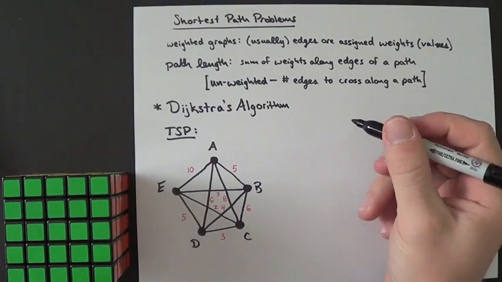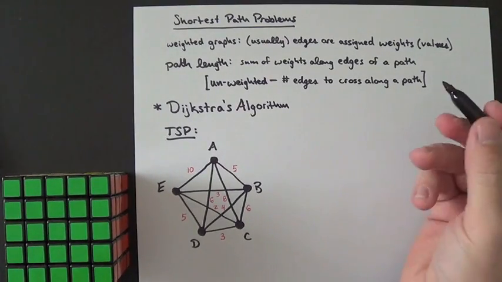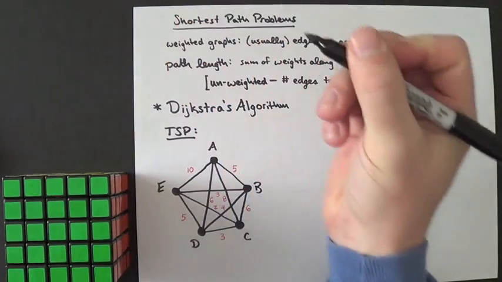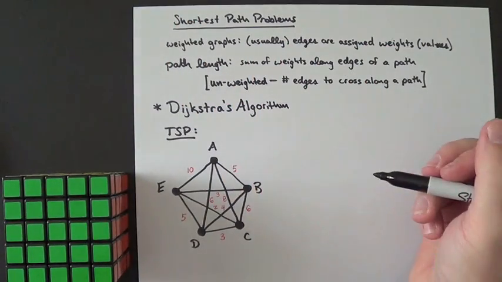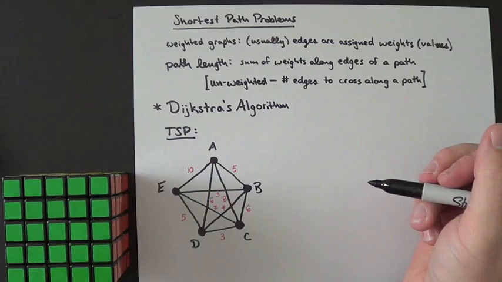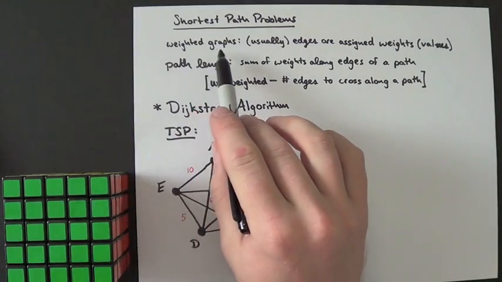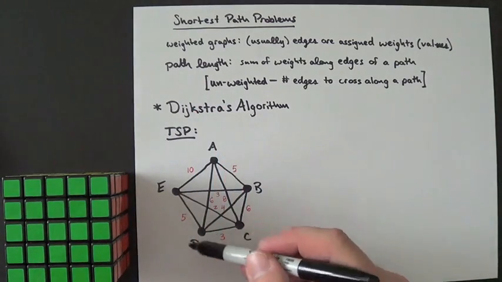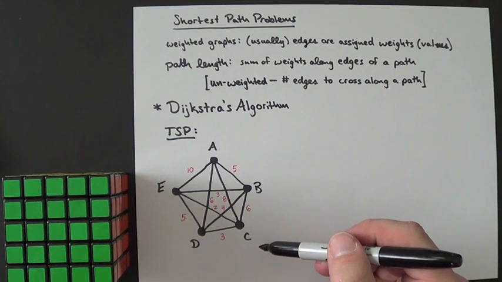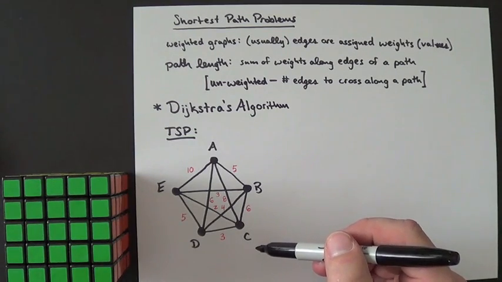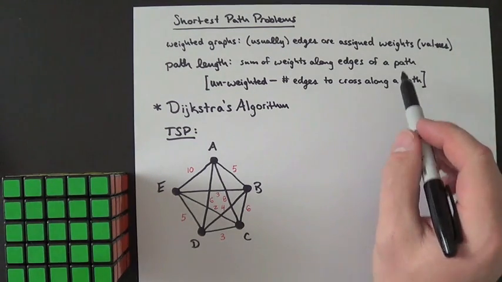Section 6 in your text, shortest path problems. Just a few things to go over here, mostly about traveling salesman type problems is what we're going to focus on here. But first of all, a weighted graph is going to be one like you see down here, in which usually the edges, sometimes the vertices, but usually the edges are assigned weights or values.